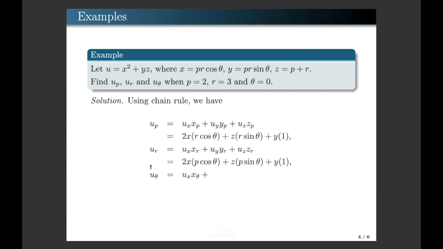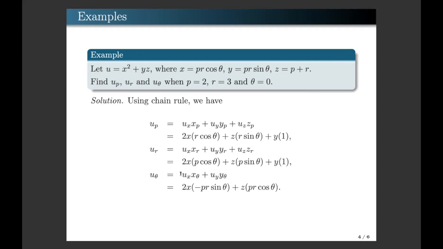So last, we look at the partial of u with respect to theta. Again, what's happening is we're just replacing the subscripts here. Instead of r, we have theta. So we have the partial of u with respect to x times the partial of x with respect to theta plus the partial of u with respect to y times the partial of y with respect to theta plus, but now this part is missing because we should have here the partial of u with respect to z, but z does not depend on theta, so that expression disappears.